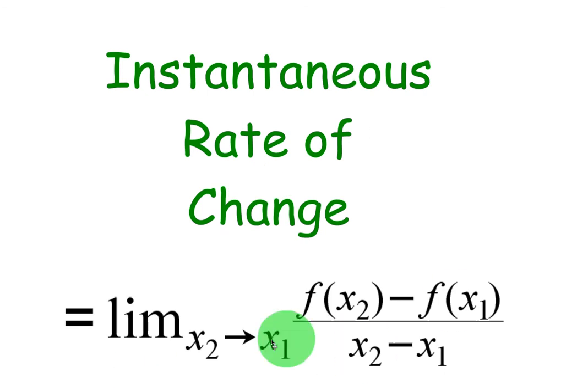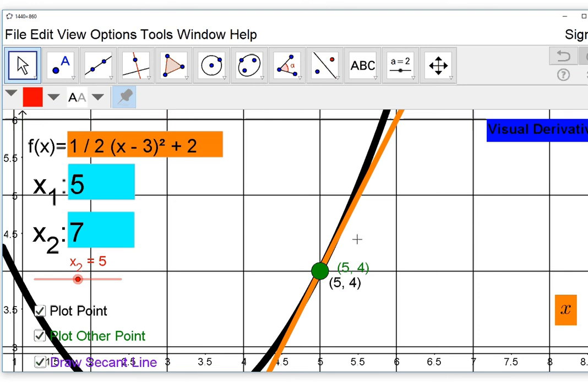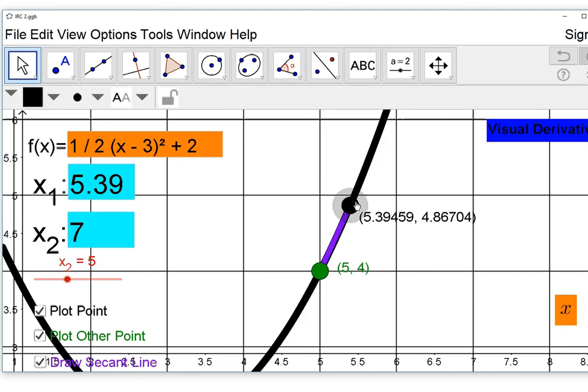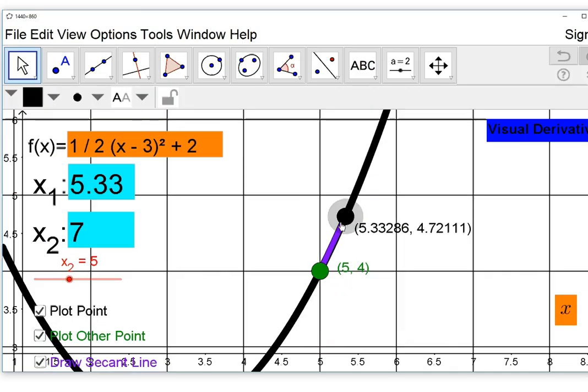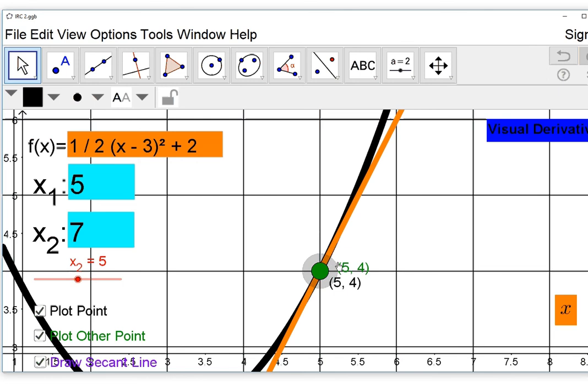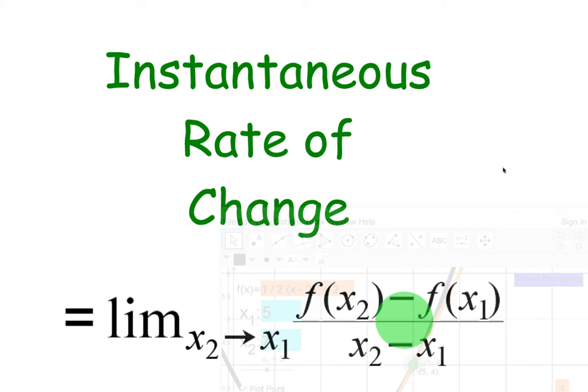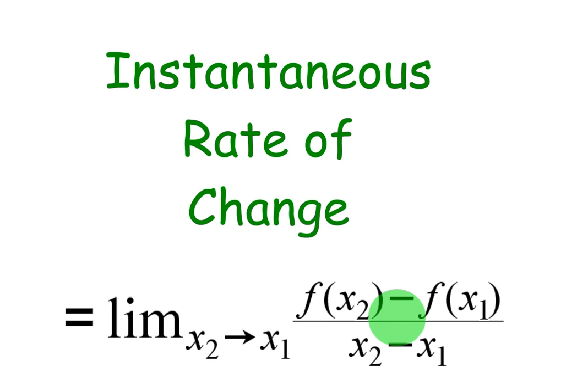Now, we can use this notation to represent an instantaneous rate of change. As your second x value gets closer to your first x value, so in this particular case, as the 5.39 gets closer and closer to 5, what happens? The change in y over the change in x will represent the slope of that orange line. So what that means is the slope of this purple line gets closer and closer to the slope of the orange line until it becomes that slope when these 2 points become 1. That's exactly what this expression stands for.